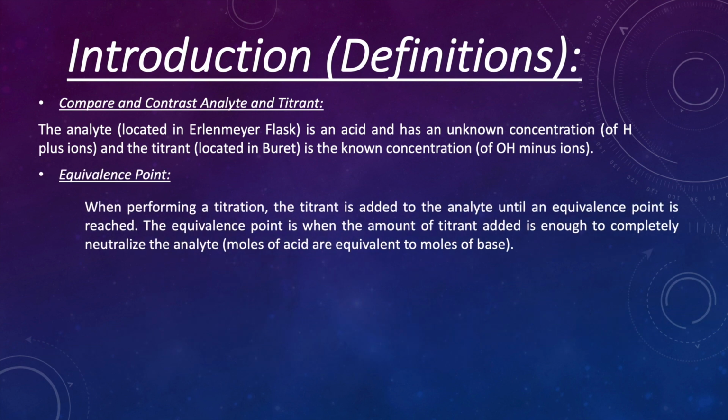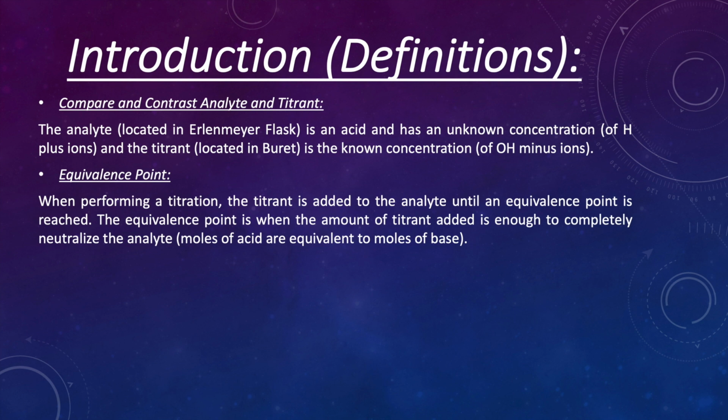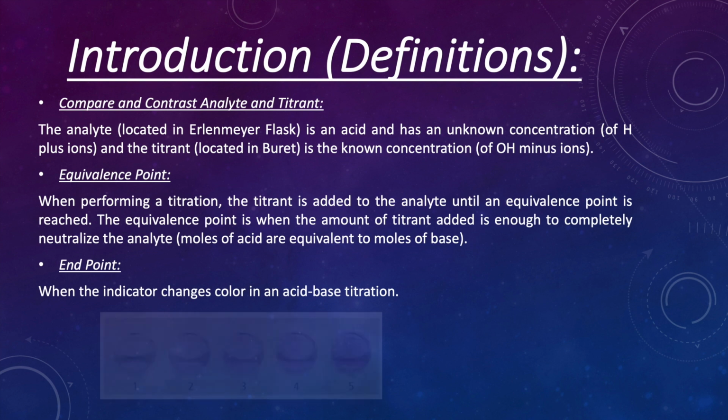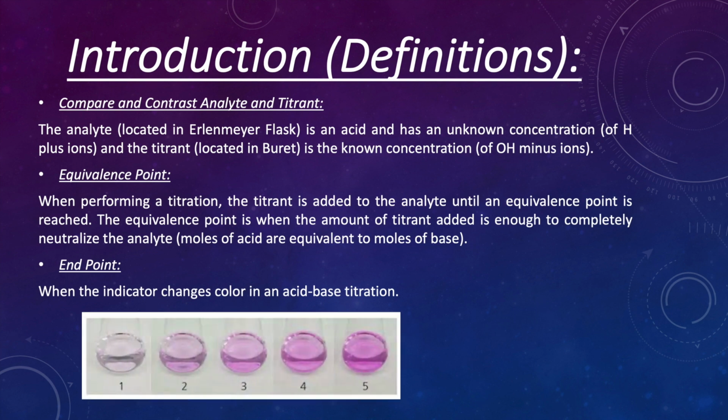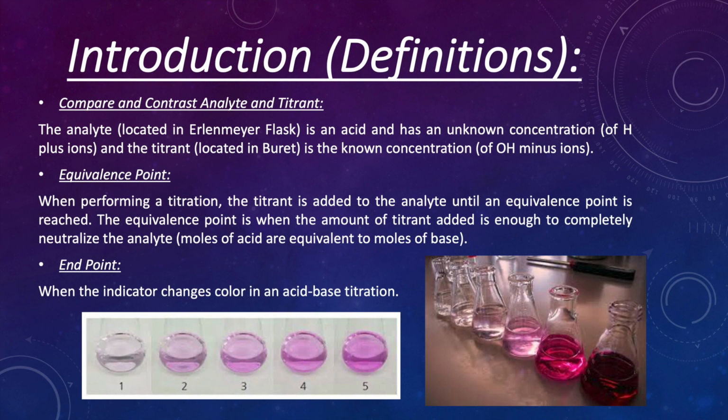Now, the equivalence point. When performing a titration, the titrant is added to the analyte until an equivalence point is reached. The equivalence point is when the amount of titrant added is enough to completely neutralize the analyte, meaning that the moles of acid are equivalent to the moles of base. The endpoint is when the indicator changes color in an acid-base titration, and here are some pictures to help you fully understand what I'm talking about.